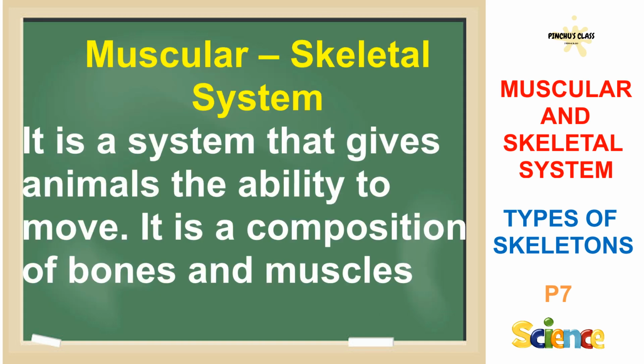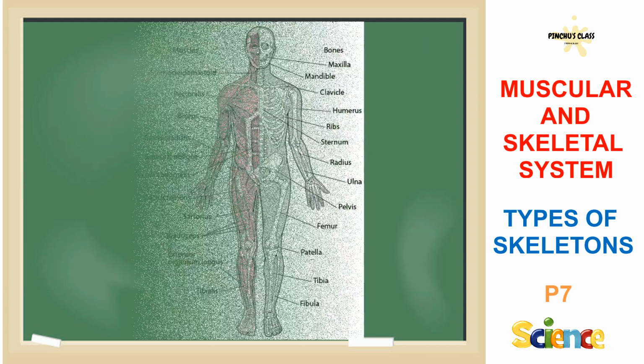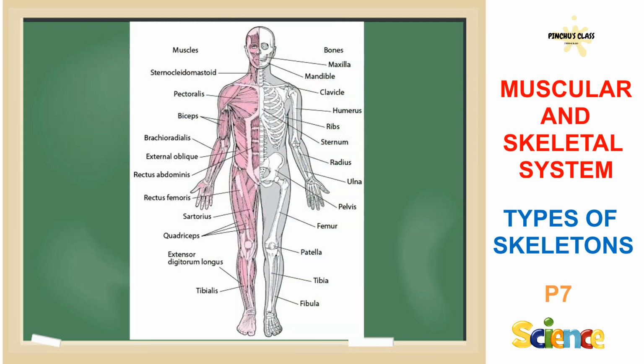So, this is one of the first topics you look at in primary 7. For those who are in primary 7, we are supposed to look at the types of skeletons, but before we do that, let's first look at the entire muscular skeletal system. What is it all about? It is a system that gives animals the ability to move. Yes, animals can move because they have a muscular and skeletal system.